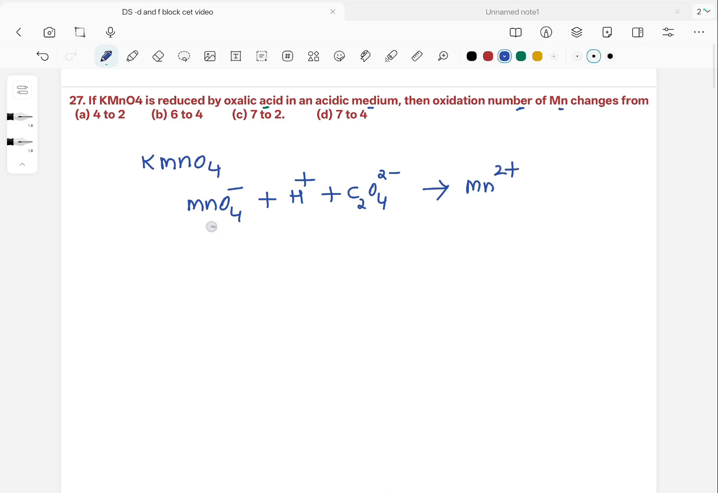The permanganate ion will get reduced to Mn2+ by oxalate ions in acid medium. When we calculate the oxidation number of manganese in MnO4 minus, it is +7, whereas here it is +2, meaning the oxidation state of manganese reduces from +7 to +2. So our answer should be option C here.